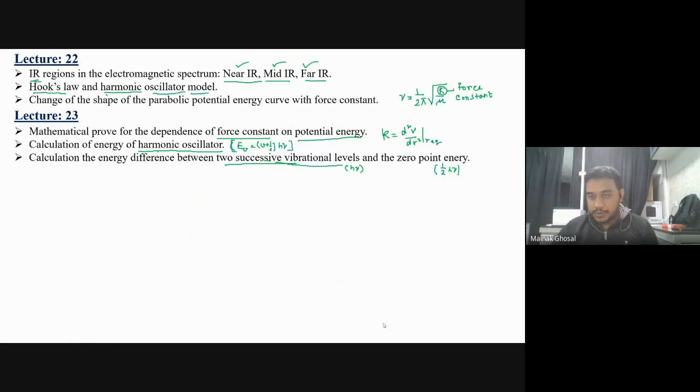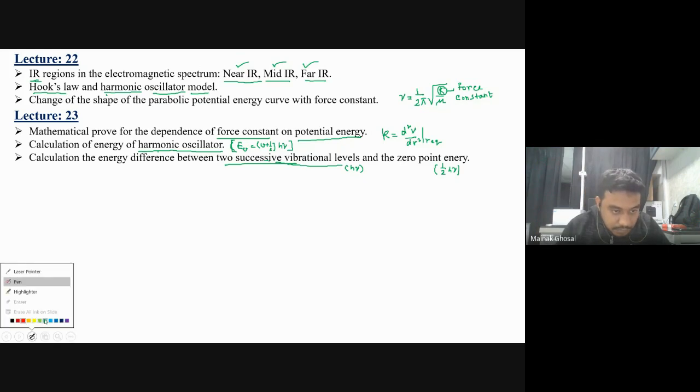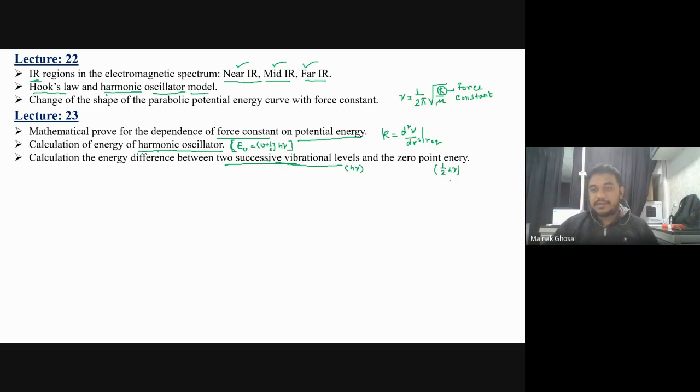So for the case of simple harmonic oscillator, zero point energy is shown to be half h nu. What is zero point energy? Zero point energy is the energy of the ground state for the vibrational transition. Now for the rotational case, for J equals 0, what was the energy? Energy was 0. But for the vibrational case, energy is not 0, it is half h nu.